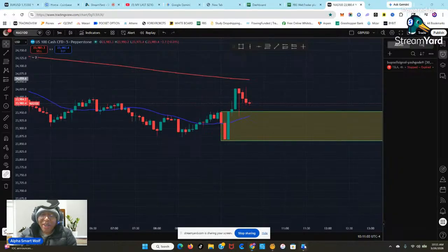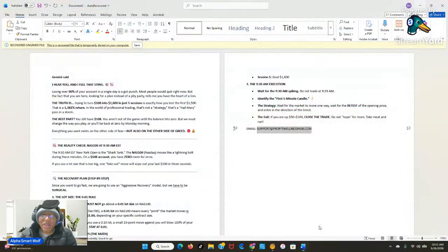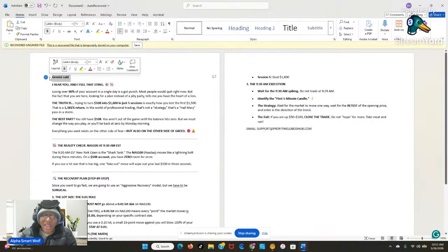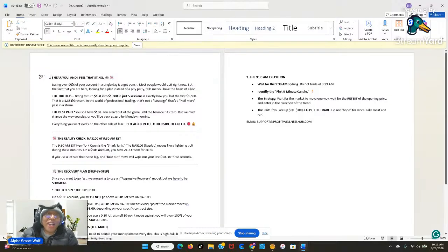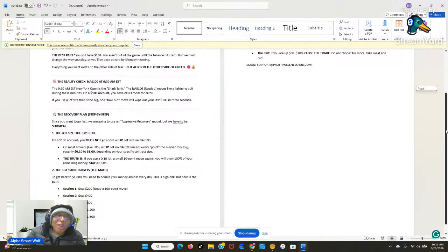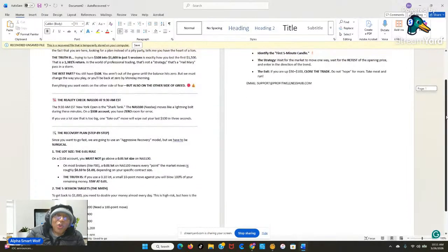We have a plan to grow that small account. Okay. You guys can see this is the plan. Okay. And we use AI. We feed AI, Gemini. In this case, we actually use Gemini to help us craft the plan. So we feed the prompts to Gemini, and Gemini comes up with a good plan.